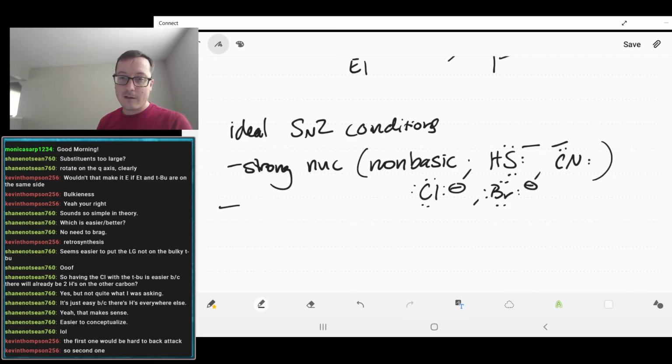We have the sulfur, chloride, and bromide because of their atom, right? Those can accommodate the negative charge pretty well. Strong nucleophile that's non-basic. You want a polar aprotic solvent.